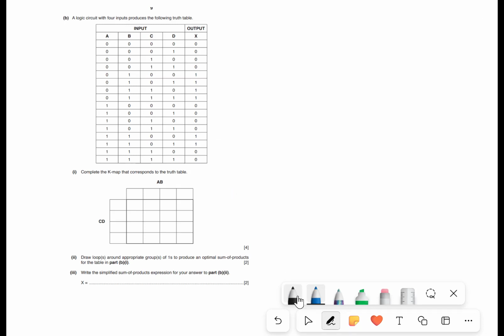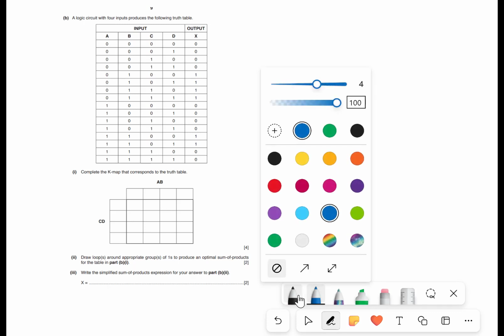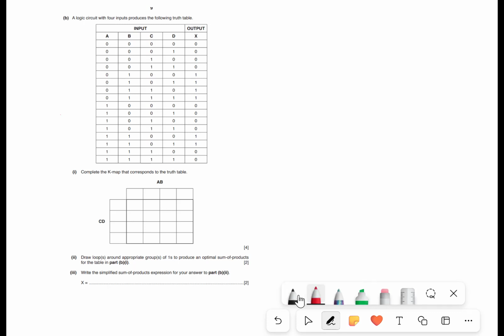Okay, pause the video, give this question a go yourself first, see if you can do it. This is exactly the same as what we've done before, it's just using 4 inputs instead of 3 inputs. So let's identify the rows with a 1. This one, this one, this one, this one, this one, and this one. Everything else is irrelevant.